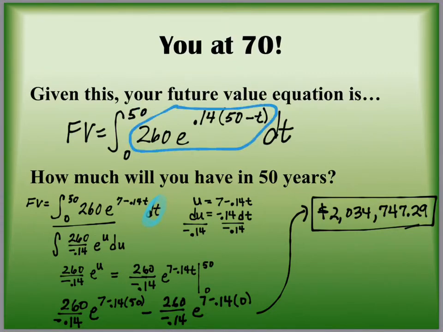So in Y1 in your calculator, I'd like for you to enter 260e to the 0.14, parenthesis 50 minus t, end parenthesis. You might, depending on your calculator, have to do e caret parenthesis like this, 0.14, and then another parenthesis 50 minus t. Of course, with the 260 in front. That's what it should look like in your calculator. Okay, everybody got that in Y1?